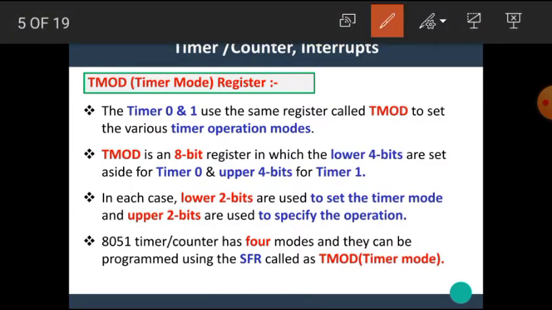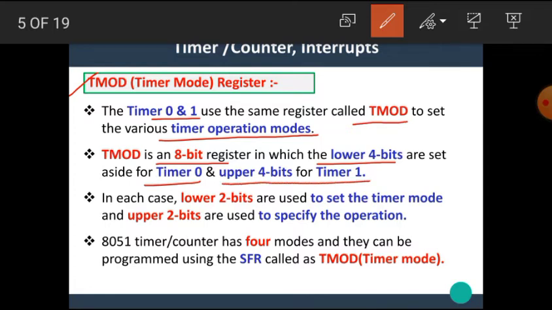Now let's start the main topic of this lecture, the TMOD or the timer mode register. It is an 8-bit SFR. Timer 0 and 1 use the same register, called TMOD, to set the various timer operation modes. TMOD is an 8-bit register in which the lower 4 bits are set aside for timer 0 and the upper 4 bits are for timer 1. In each case, the lower 2 bits are used to set the timer mode and the upper 2 bits are used to specify the timer operation.